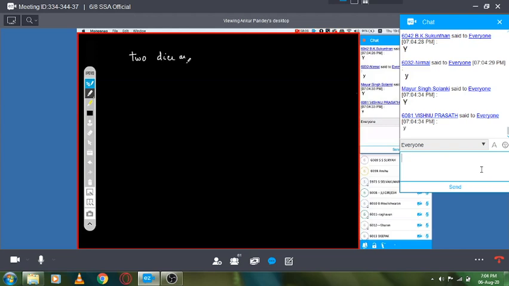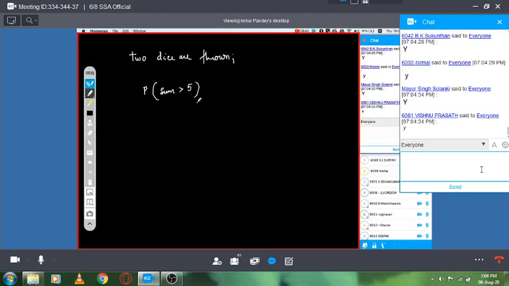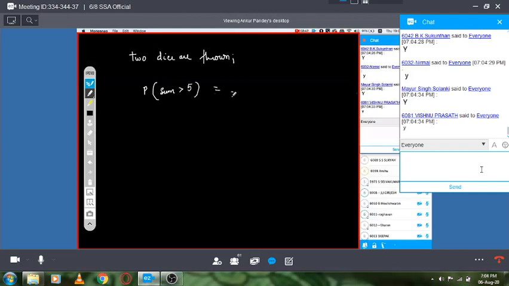Two dice are thrown. What is the probability of getting a sum greater than 5? Quickly. What is the probability of getting a sum greater than 5?